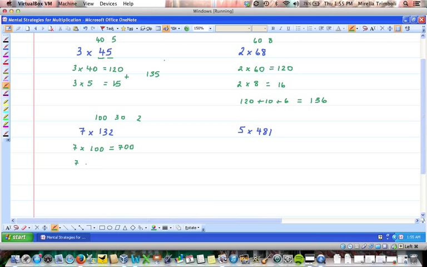7 times 30 is 7 times 3 is 21 with a 0 on the end. And then 7 times 2, which is 14. So we have 700 plus 210, so that's 910. Plus the 14, and again, if you wish, you can partition that 14 further, is 924.